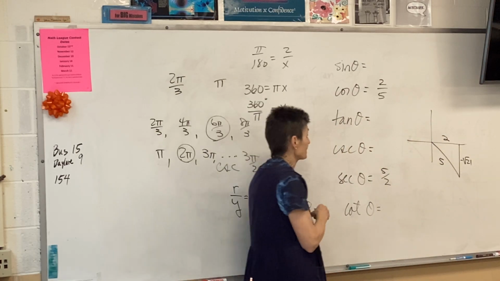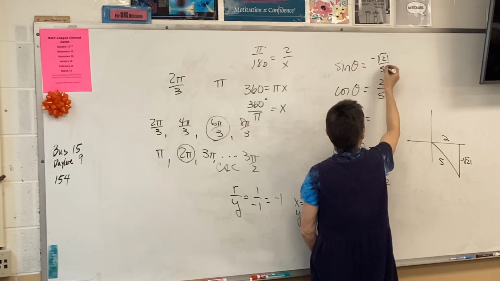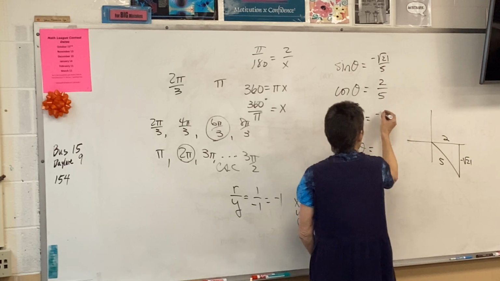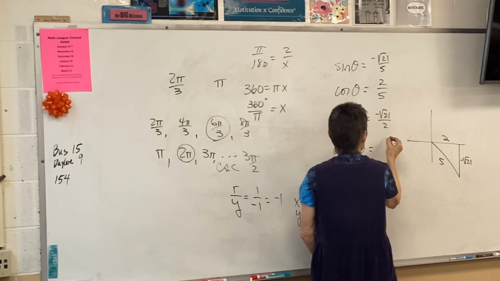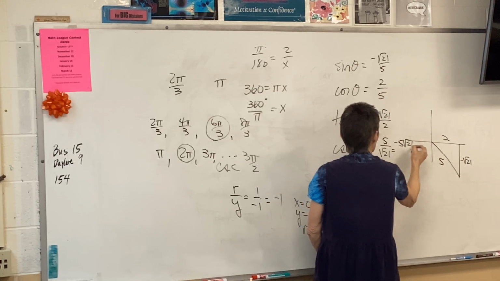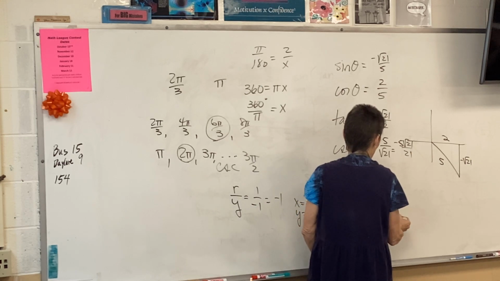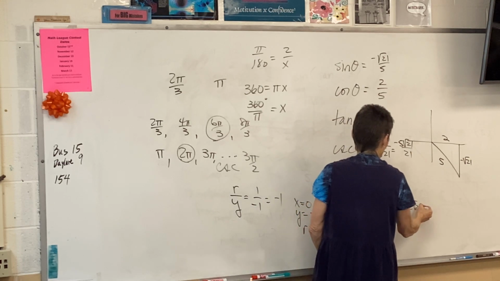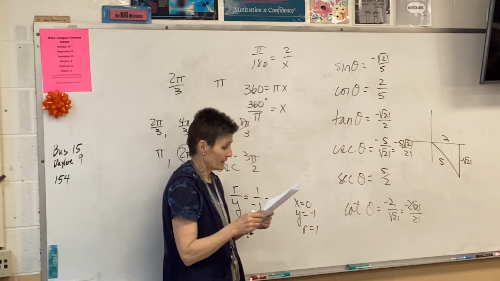And they can fill in blanks. So sine is negative root 21 over 5. Tangent is negative root 21 over 2. Cosecant is negative 5 over root 21. And cotangent is negative 2. See how easy that is? My golly.